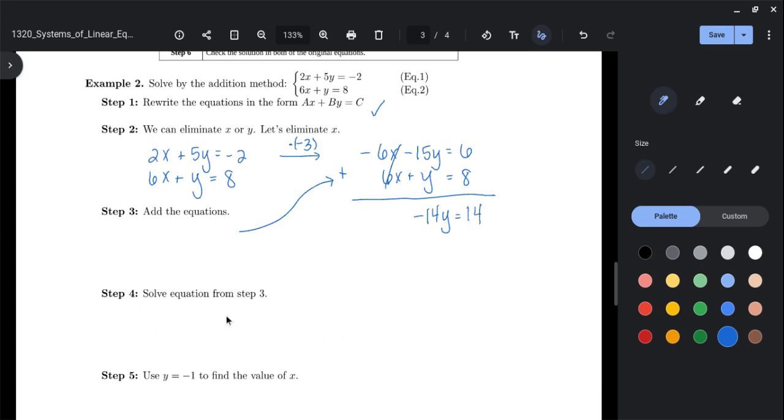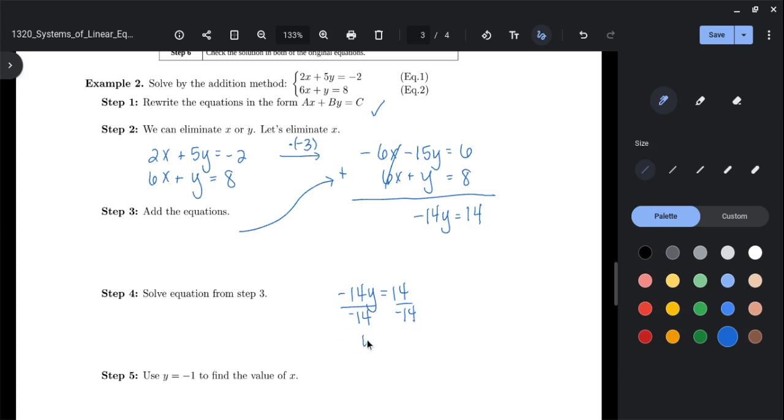Now, in step 4, we are going to solve our equation that is resulting in step 3. So we're trying to solve -14y equals 14 for y. So in order to isolate y, the only thing that is happening to it is multiplied by -14. So we're going to divide by -14.